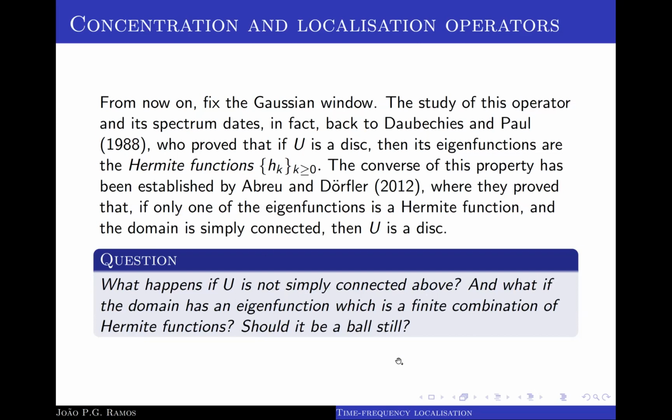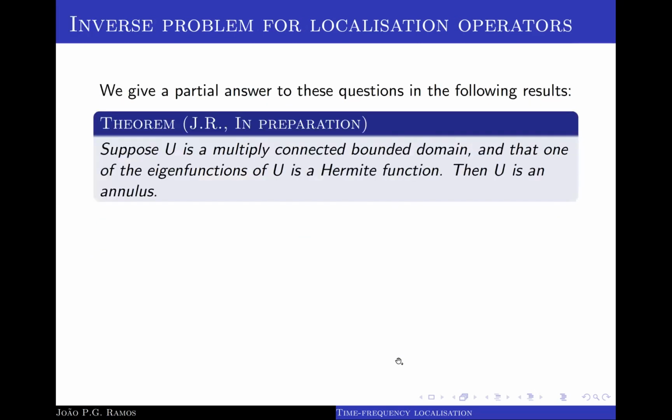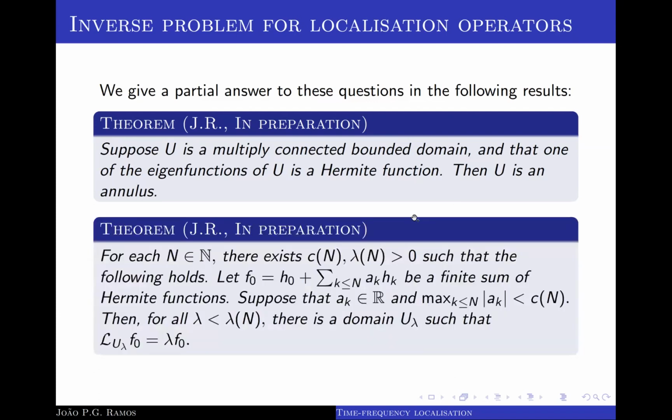And so my last contribution, I'd like to talk about in a couple of minutes, is an answer to those questions. The first one kind of fully, and the second one partially. So suppose a set U is multiply connected. That is, it's connected but not simply connected. And suppose one of the eigenfunctions is a Hermite function, then U is an annulus. So this is our first result. And the second is actually a positive answer to the second question.